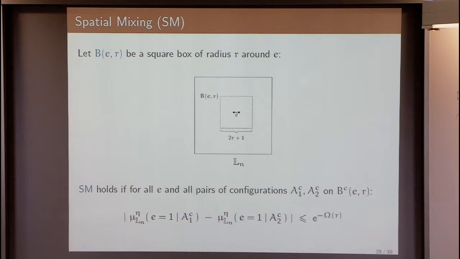So here the idea is that we look at an edge E, and we consider a box of radius r around this edge. And we would like to measure the influence of the configuration in the complement of this box on the state of the edge E. And for that, what we do is we look at this difference in the probability that the edge is occupied, conditioned on two different configurations on the complement. Now, if this difference decays exponentially with the size of the box, and this holds for every edge, then we say that spatial mixing holds for the random cluster model.